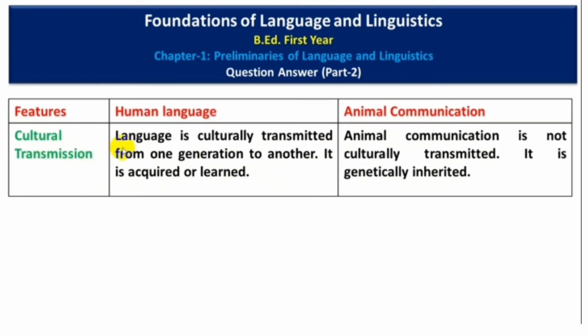Cultural transmission. Language is culturally transmitted from one generation to another. It is acquired or learned. Animal communication is not culturally transmitted. It is genetically inherited.